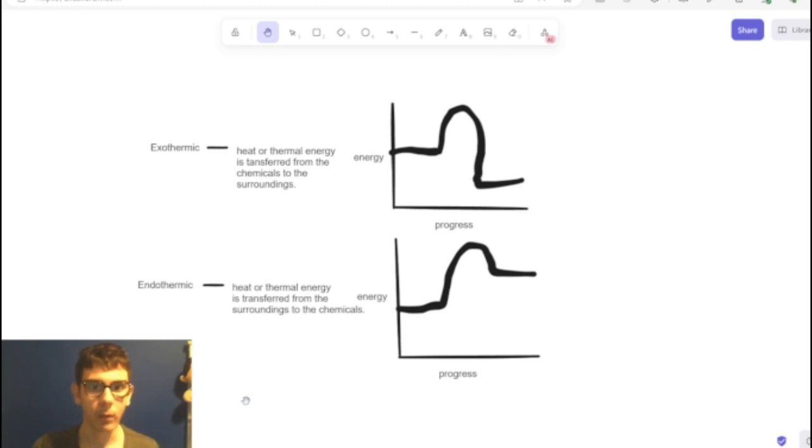An exothermic reaction is heat or thermal energy transferred from the chemicals to the surroundings. So here we can see it's transferred from the reactants to the surroundings. Overall energy decrease, and endothermic, heat or thermal energy is transferred from the surroundings to the chemicals. So overall, there is a heat increase.